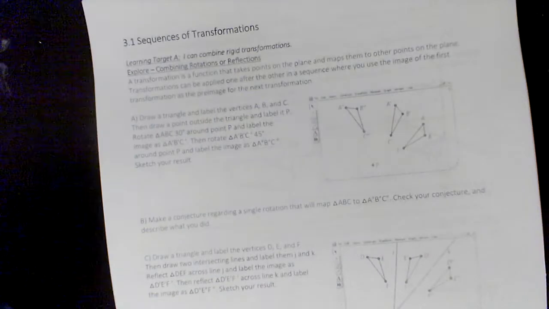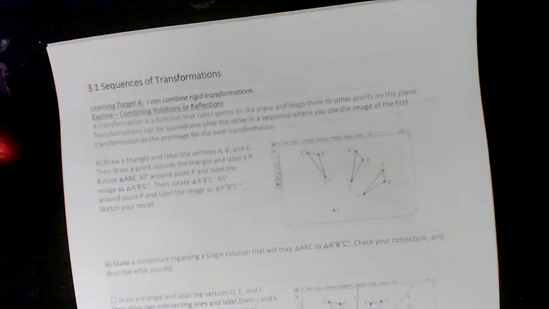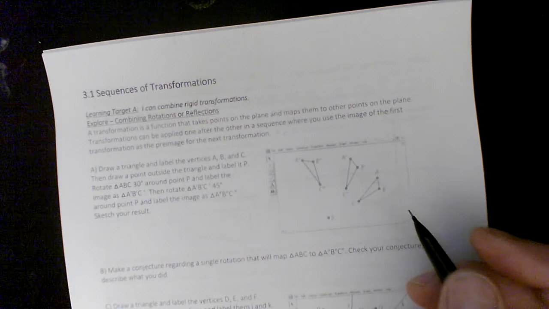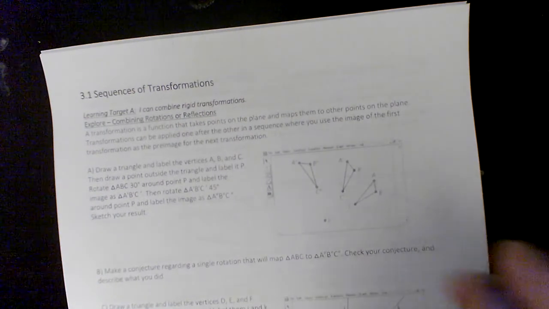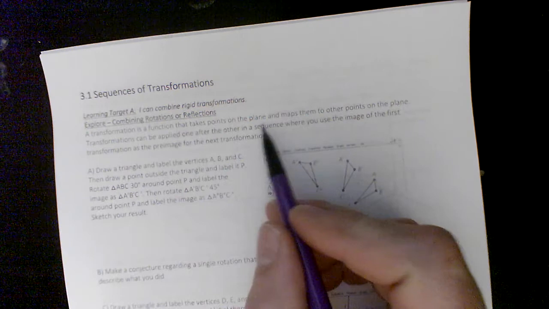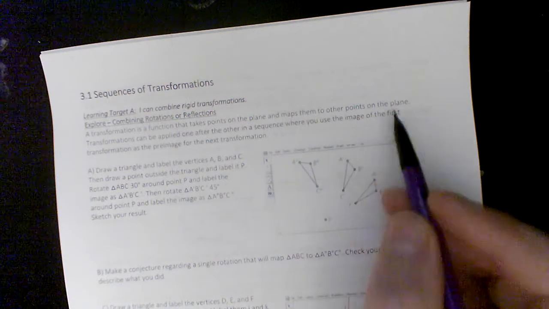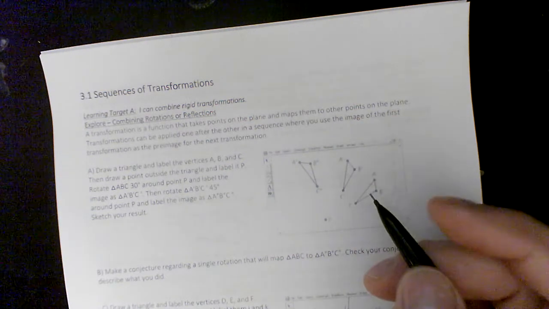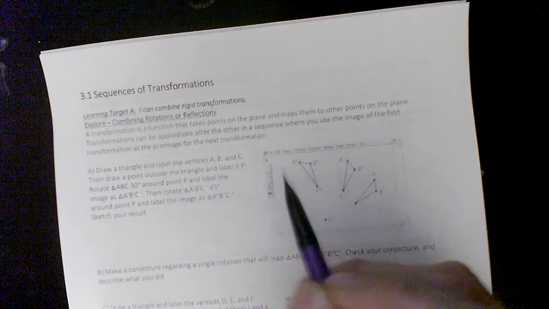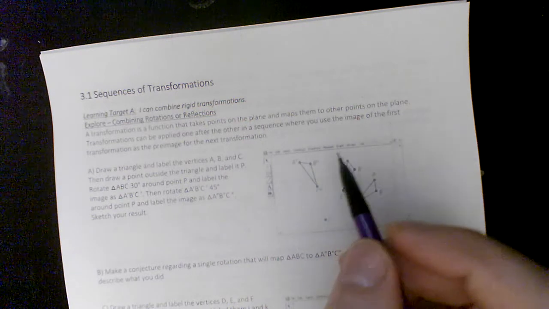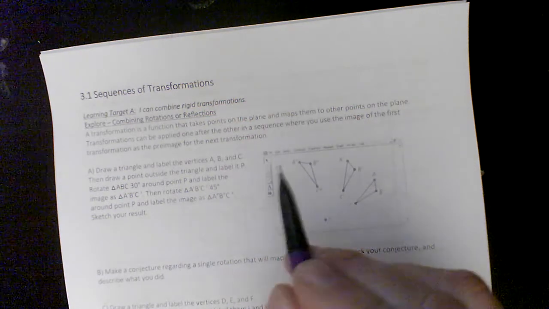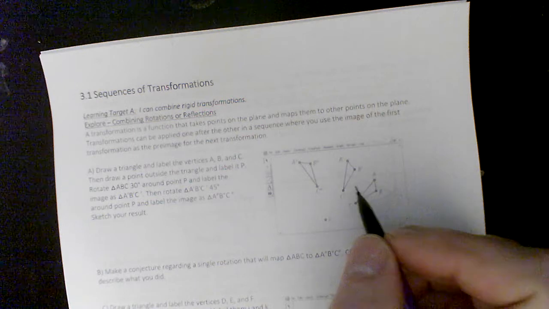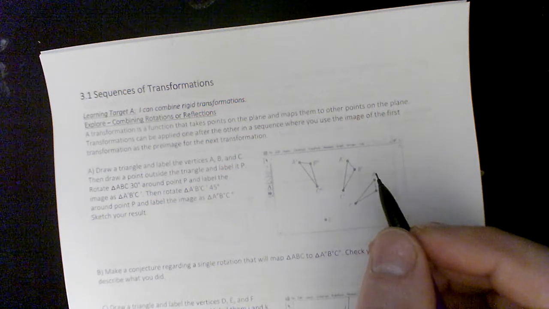Alright, this whole section, 3.1 sequence of transformations, is just about putting transformations together. And the explorers I've got down here for you so you can actually see it. A transformation is a function that takes a point on a plane and maps them to other points on a plane, which we know. Alright? Transformations can be applied to one another in a sequence where you use the image of the first transformation as the pre-image for the next transformation.